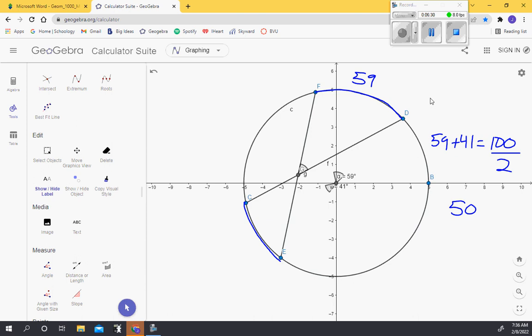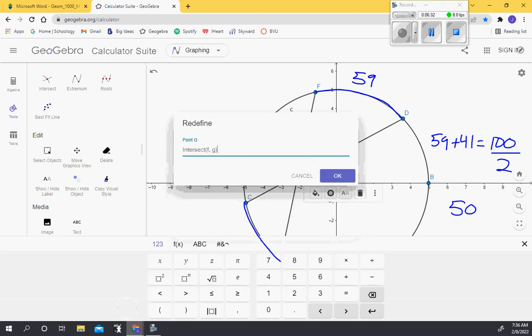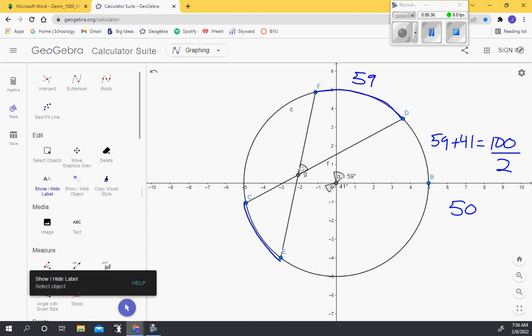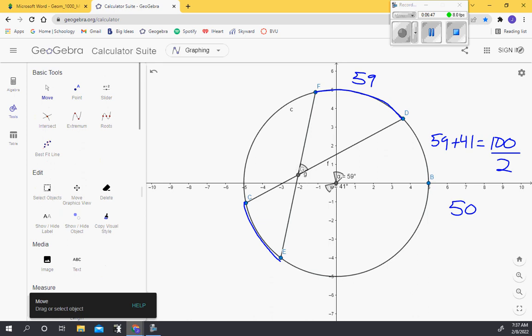Let's see. Oh, come on. Where's my angle measure? Hold on. I'm sorry. Let's move that out of the way. There we go. 50 degrees. Okay? So you take the vertical angles and the arcs they create, add them up, divide by 2.